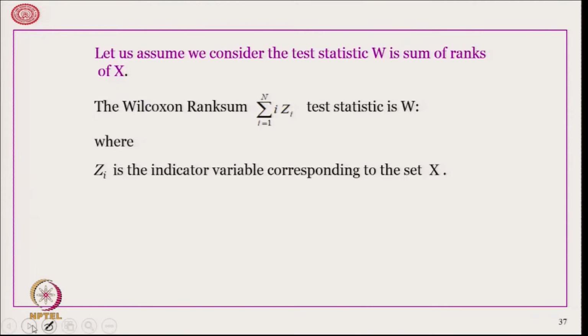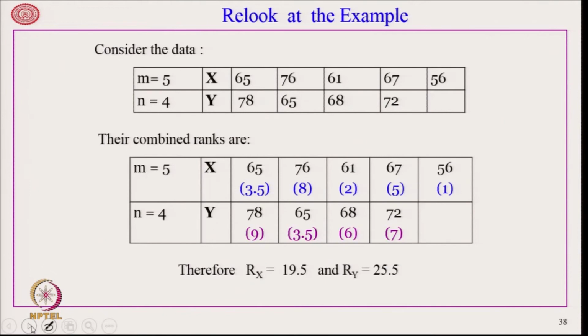So, let us consider the sum of ranks for x, that is R x. Therefore, the statistic W is equal to sigma i z i, because we have defined z i to be 1 when the observation is coming from x, and therefore, summing i z i over i equal to 1 to n is going to give us the Wilcoxon rank sum statistic R x. This we have already calculated. So, corresponding to this population, our statistic is going to be R x is equal to 19.5.